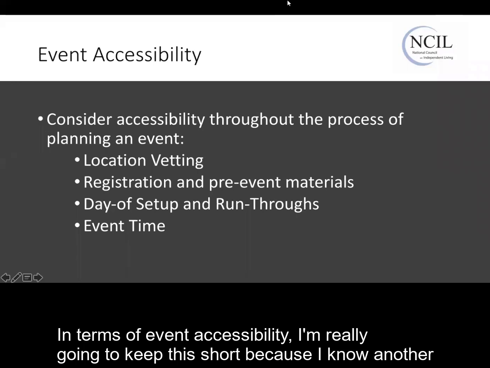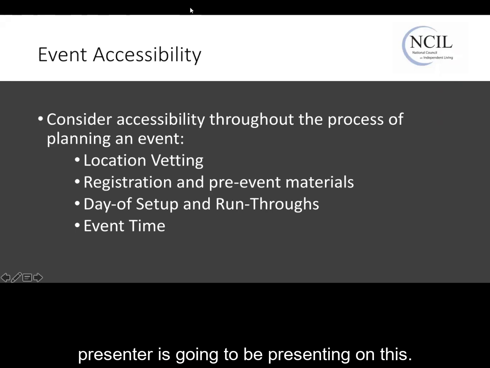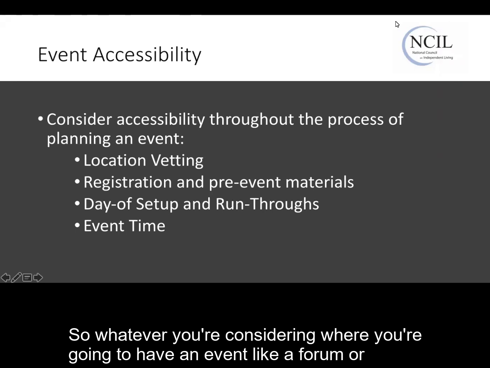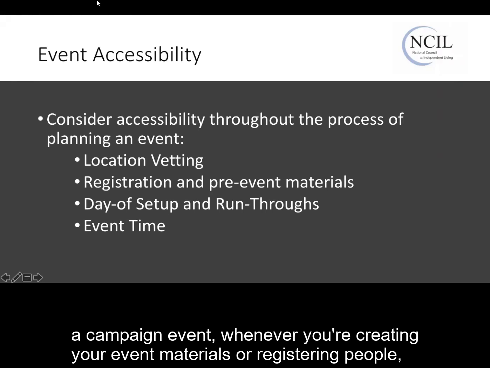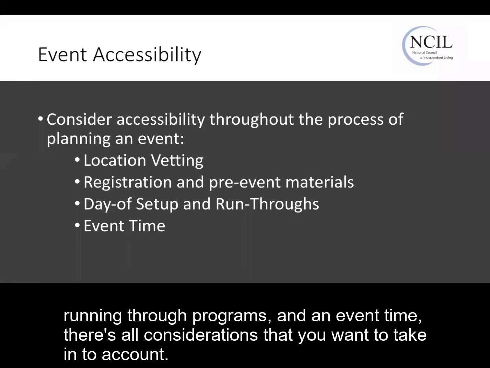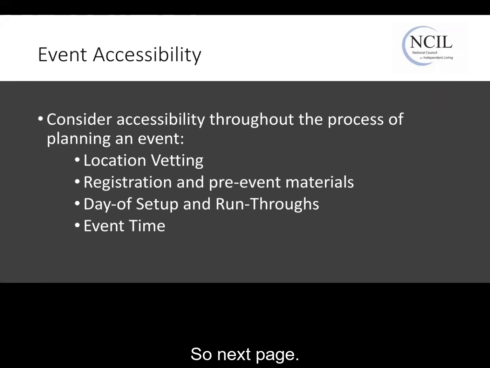In terms of event accessibility, I'm really going to keep this short because I know another presenter is going to be presenting on this. But again, accessibility really needs to be included through the entire process. So whenever you're considering where you're going to have an event like a forum or a campaign event, whenever you're creating your event materials or registering people, you need to make sure that is accessible. Whenever you're setting up and running through programs and at event time, there are all considerations that you want to take into account. So next page.